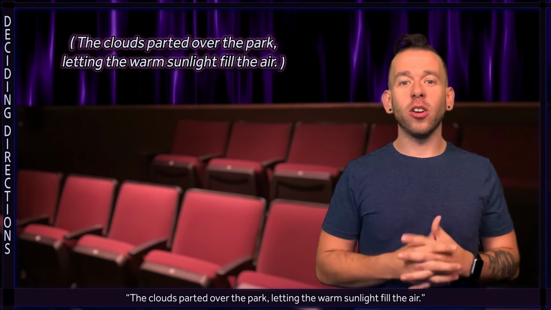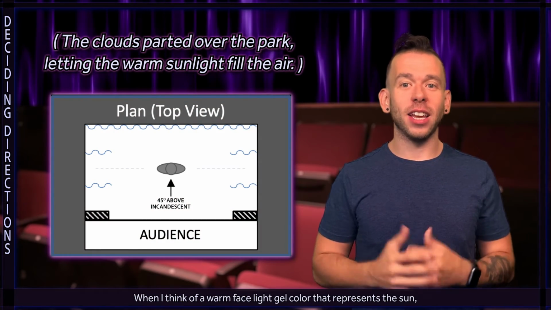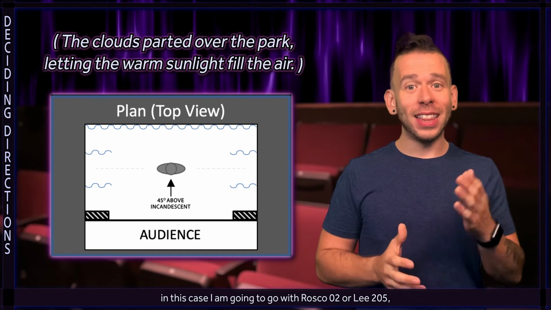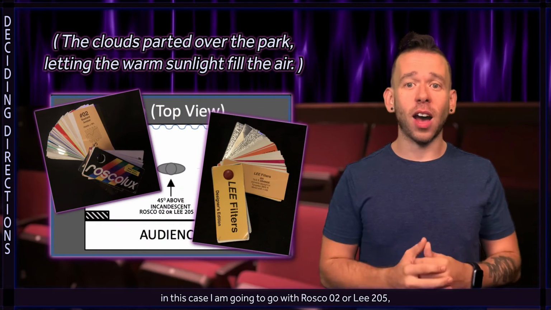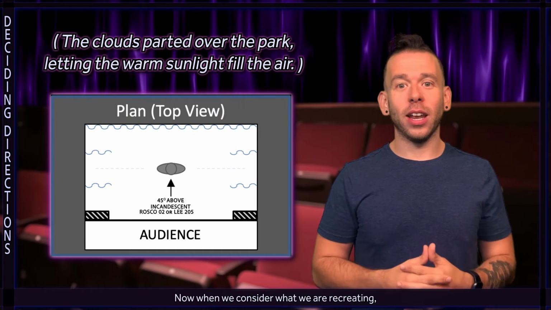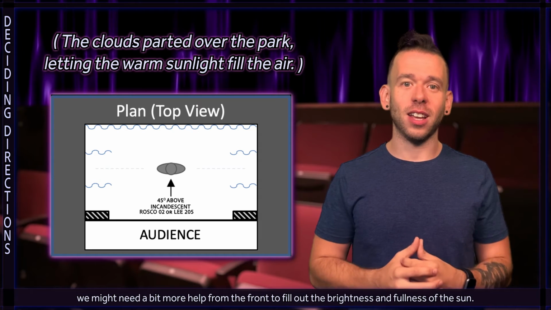The clouds parted over the park, letting the warm sunlight fill the air. When I think of a warm face light gel color that represents the sun, there are a lot of options that would work. In this case, I'm going to go with Roscoe 02 or Lee 205. Nice and warm. Now, when we consider what we are recreating, we might need a bit more help from the front to fill out the brightness and fullness of the sun.